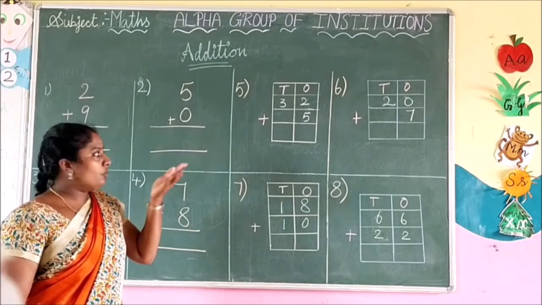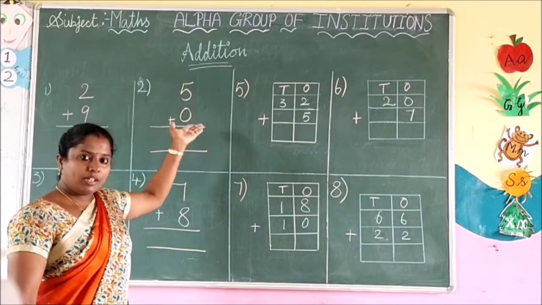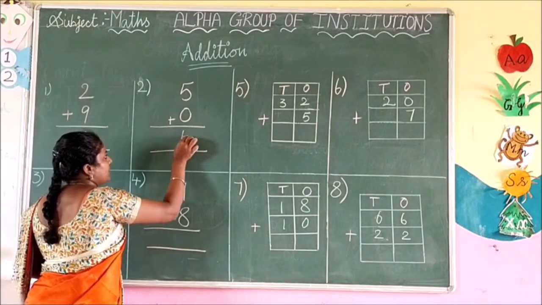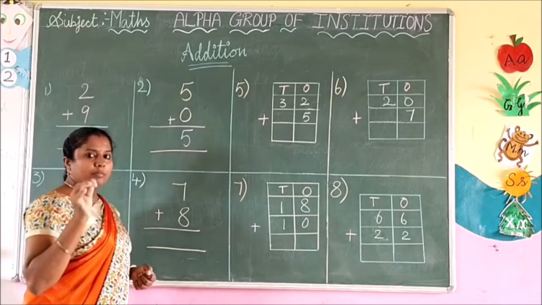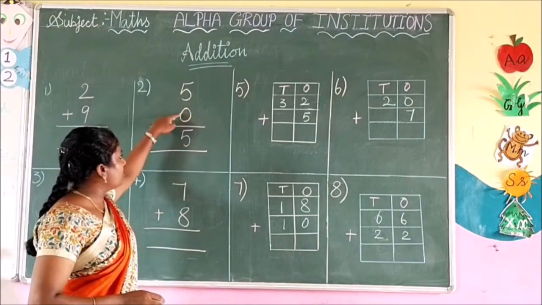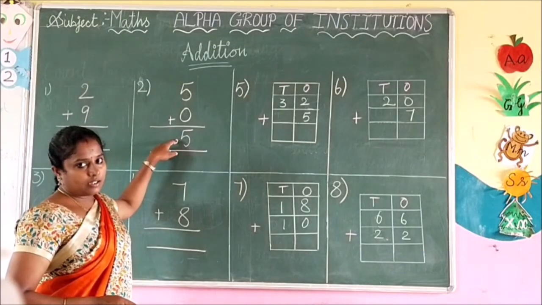So we can't do it that way. So what we have to do? If we add this number, the same number will come. That is 5. If we add any number with 0, the same number will be the answer. So 5 plus 0, 5 is the answer.